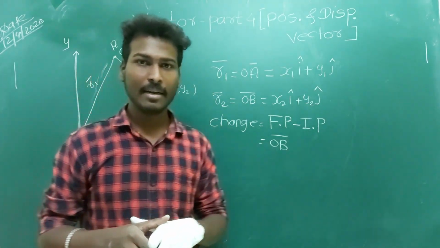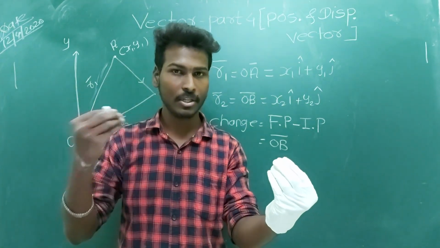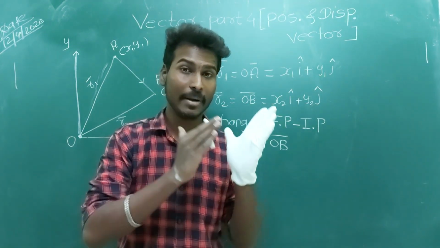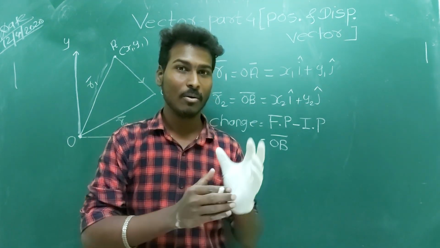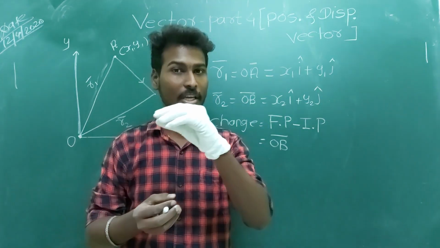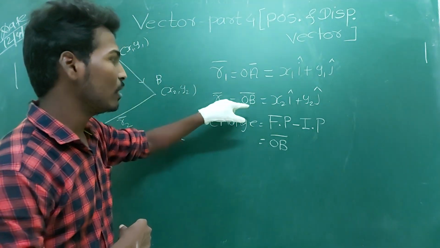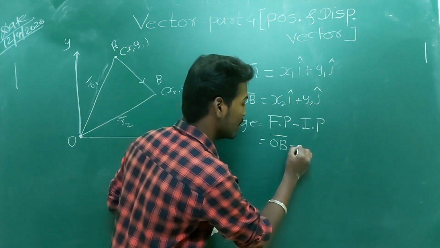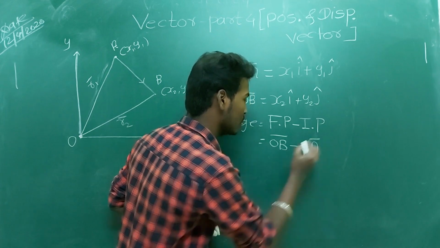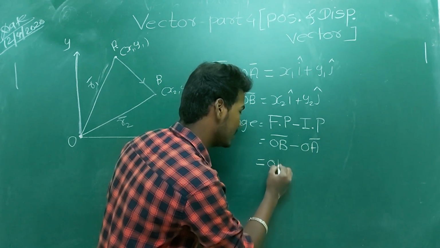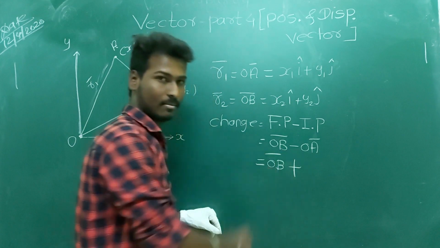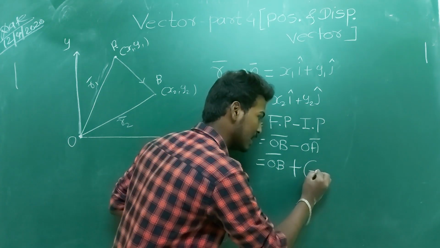अगर डिस्प्लेसमेंट ले रहे हैं तो फाइनल पोजीशन माइनस इनिशियल पोजीशन, और डिस्प्लेसमेंट वेक्टर ले रहे हैं तो फाइनल पोजीशन वेक्टर माइनस इनिशियल पोजीशन वेक्टर. दैट्स व्हाई OB बार माइनस OA बार. सो वी कैन राइट इट आल्सो लाइक दिस, OB बार प्लस माइनस OA बार.